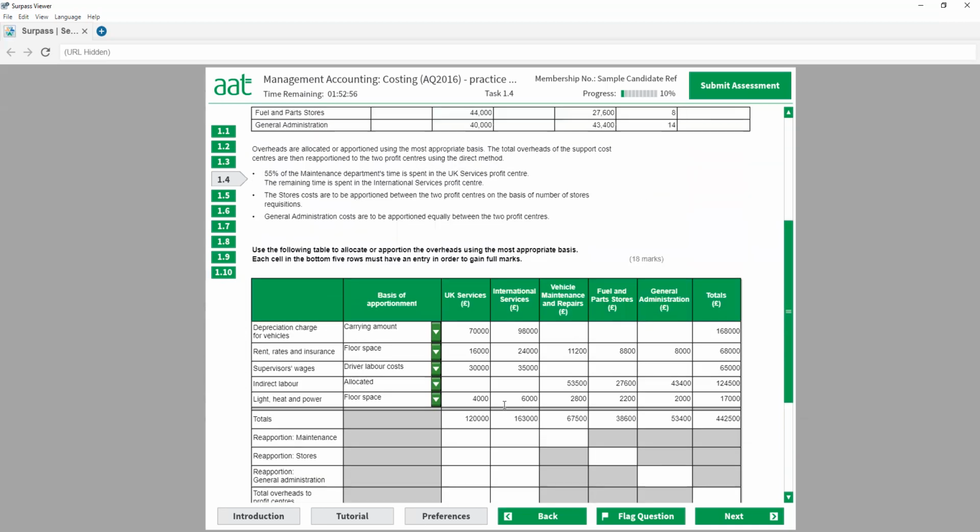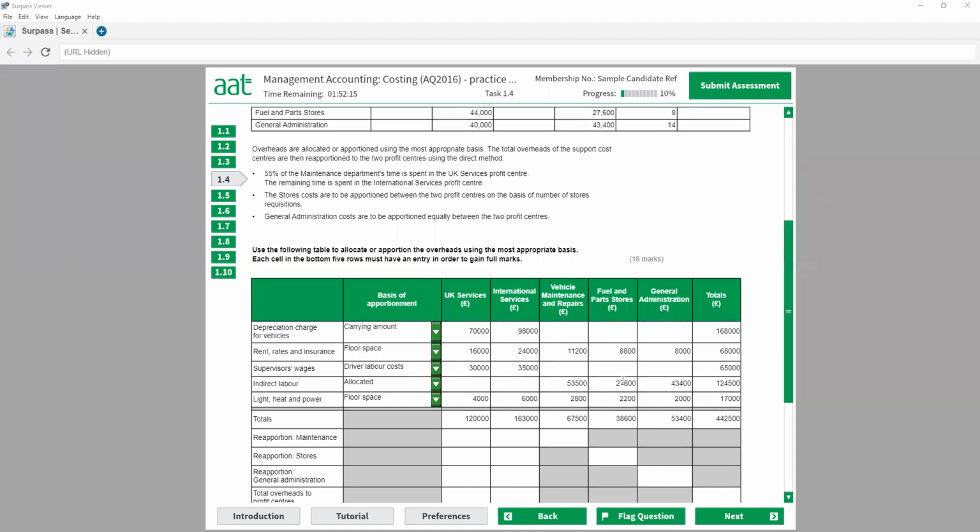So for the reapportion, they said we have to reapportion all these three services. So these three are the support services. So we have 1, 2, 3. All these three have to go because these three don't have an income. So all of this cost we're going to move either to UK or to international. For the first one, the maintenance, we have to do 55% on UK and 45% on international. The store, the next one, we have to use based on the store requisition. And general admin, the last one, you have to do equally, so 50-50. So that shouldn't be difficult.